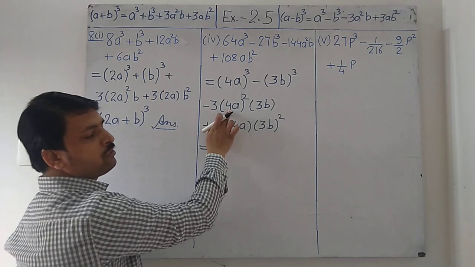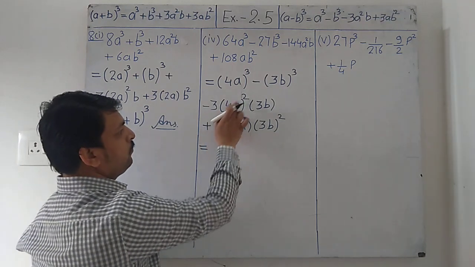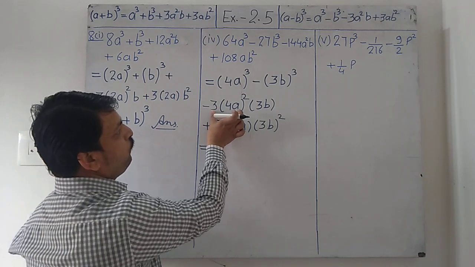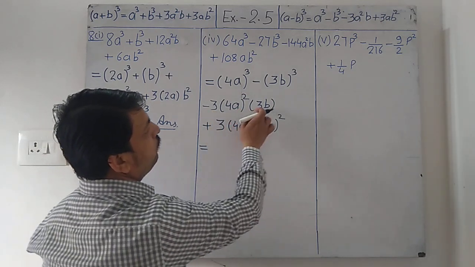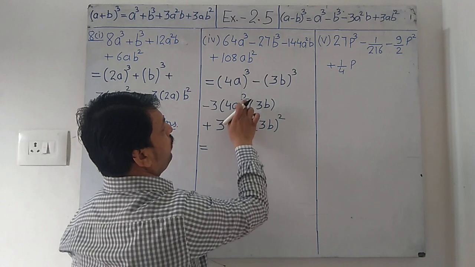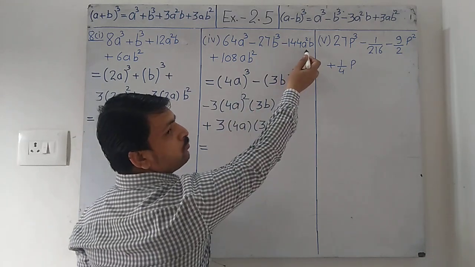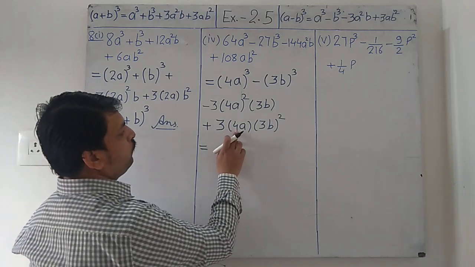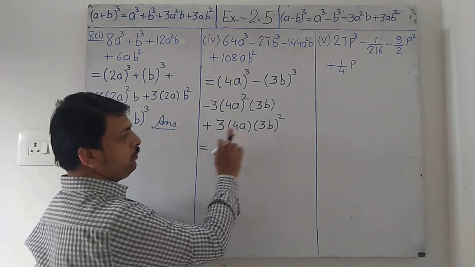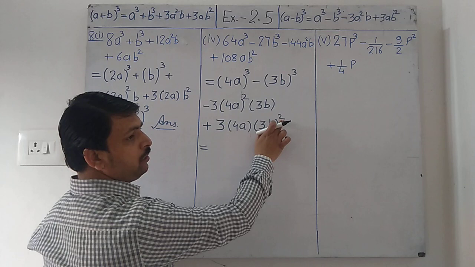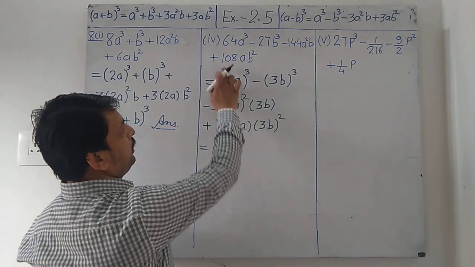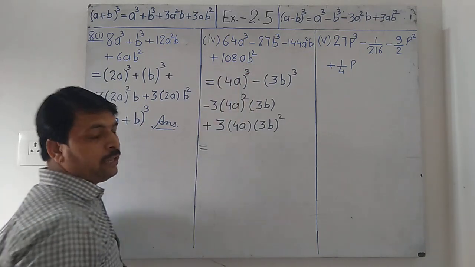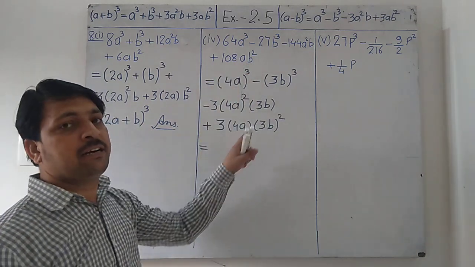Listen, 4 square is 16. 16 threes are 48, and 48 threes are 144. So 144a square b. The third term was 144a square b. And the last term: 4 threes are 12, and 3 square is 9, so 12 nines are 108. It is 108ab square. That means our conversion is correct.